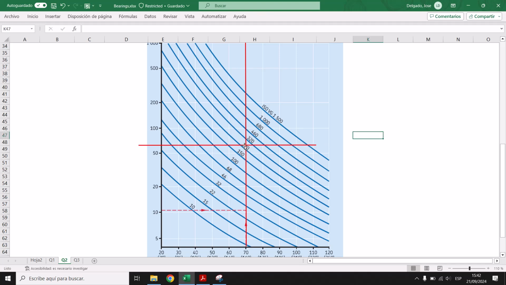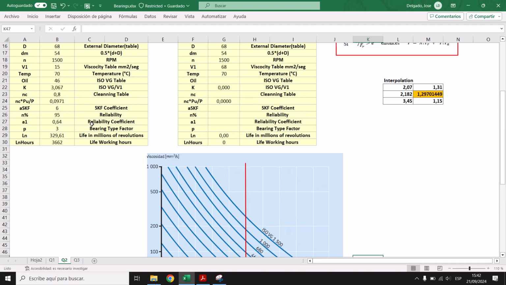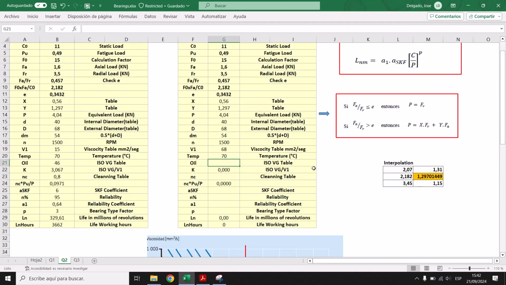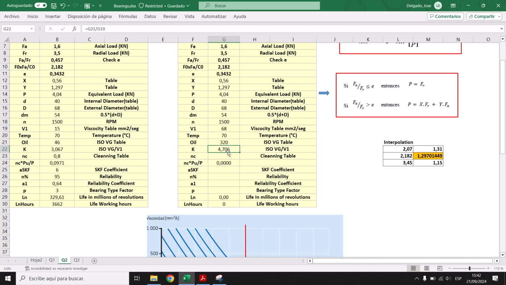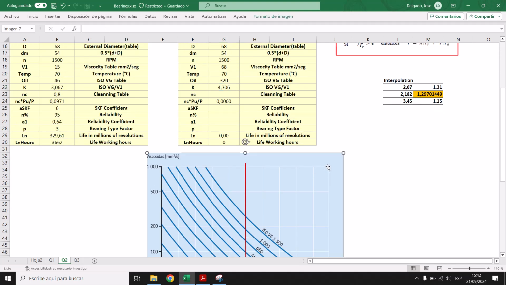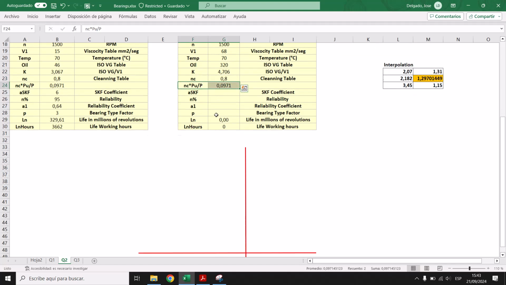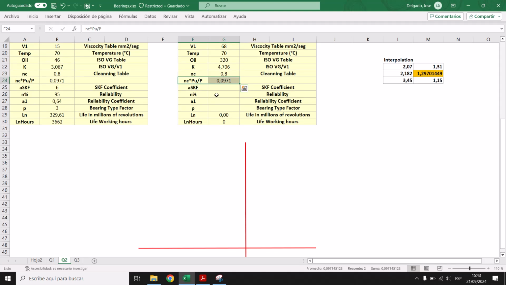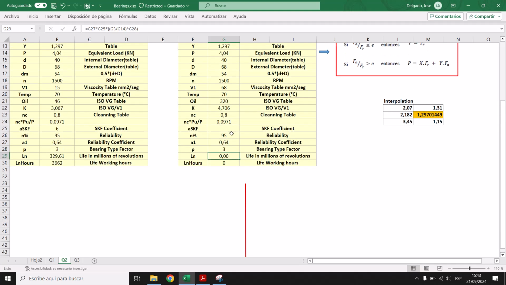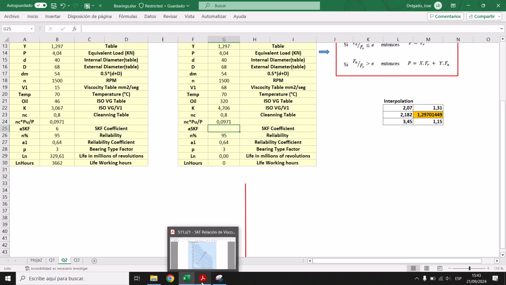As you remember, we should select the next one. So 320. So for us now, our ISO is 320. And we have a different value for K, 4.7. So now we should select our cleaning. Well, our value for the cleaning table is going to be the same. It's not changed. But now we have a different value for the SKF coefficient. The reliability is the same, so I'm just going to copy the same value, 95. The bearing type factor is the same.